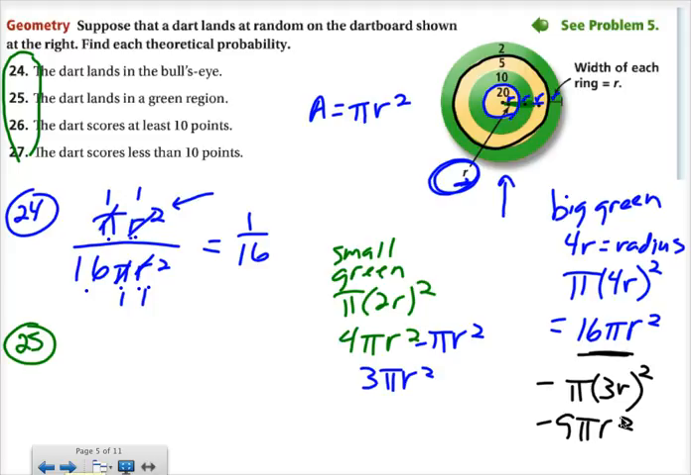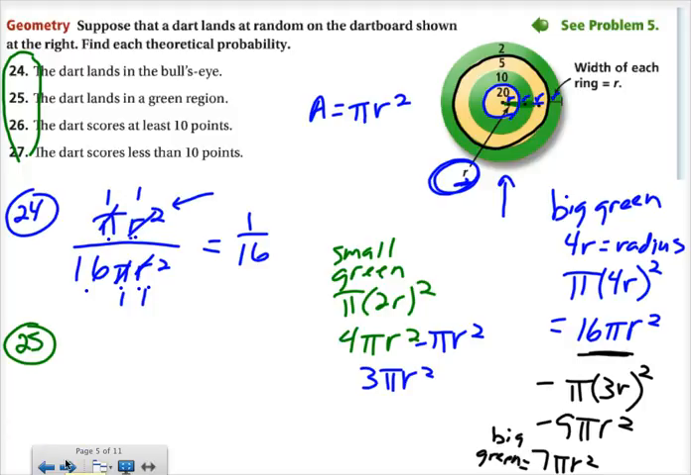So if we have 16 pi r squared and we subtract 9 pi r squared, we will get 7 pi r squared. So that's going to be the big green ring, 7 pi r squared.